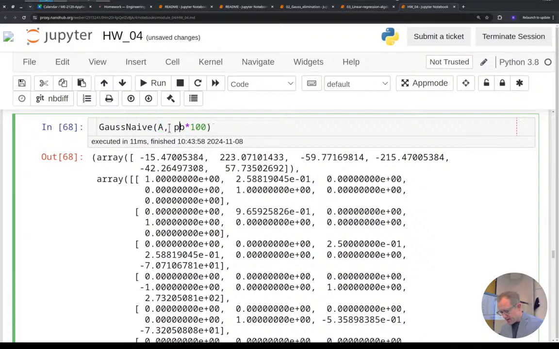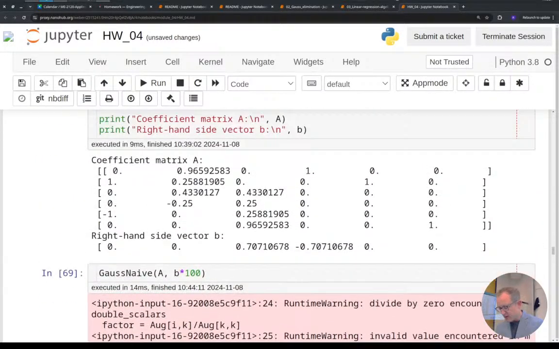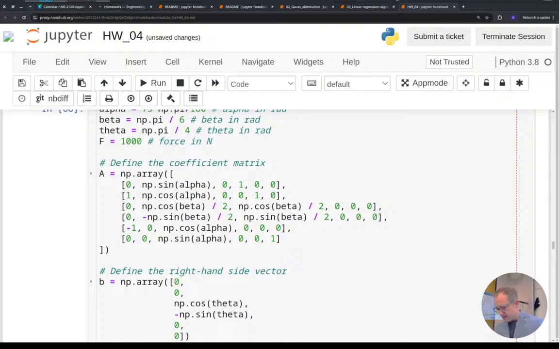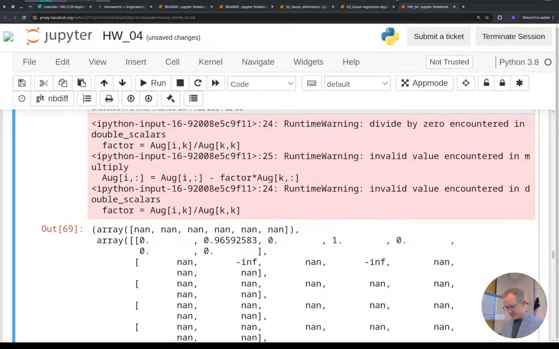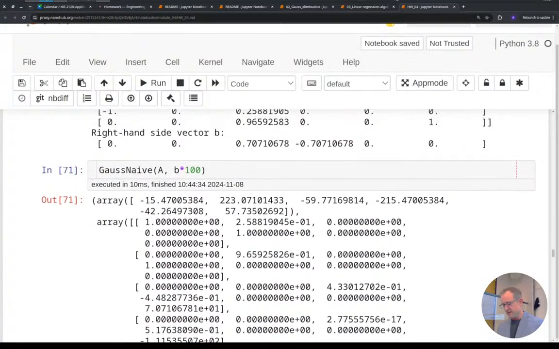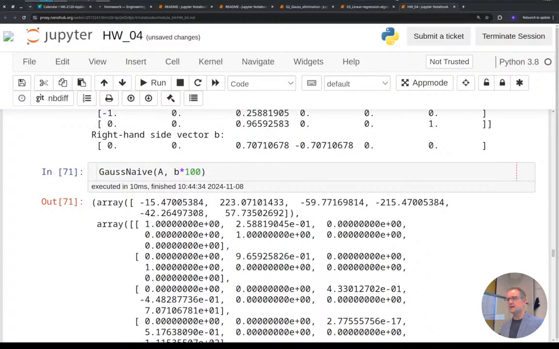Or I could ignore that and go back up and manually say, well, this doesn't have to be row 1. Row 2 is going to be row 1 now. And really I'm switching this 0 with a 0, but that's okay. And now when I try Gauss naive, it gives me the same result as using that pivot matrix that I just got before.